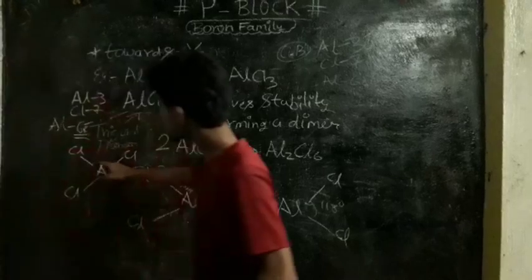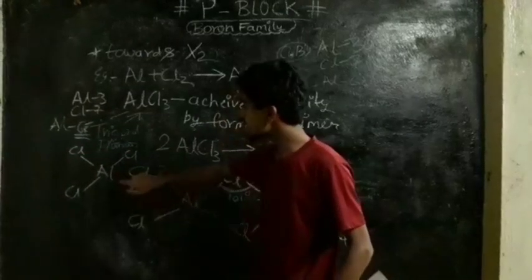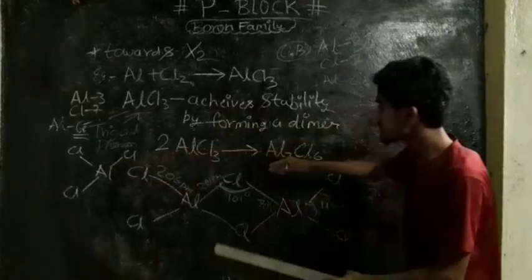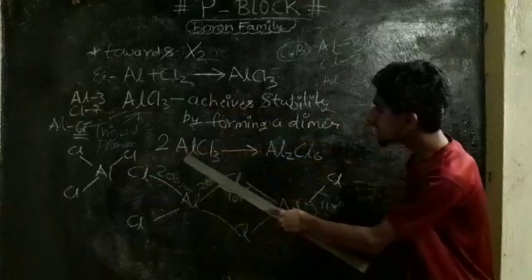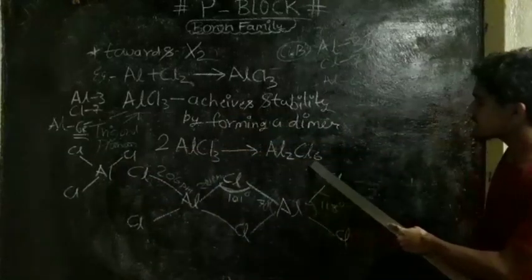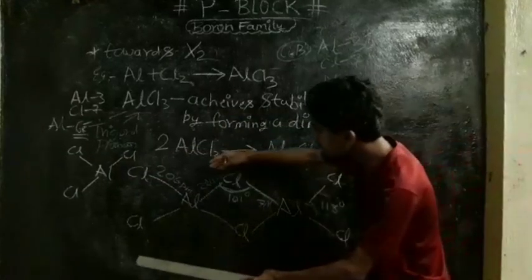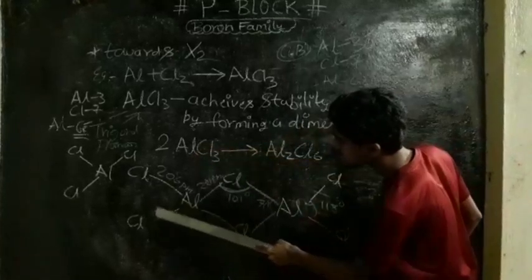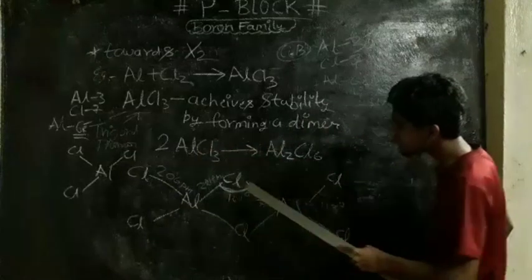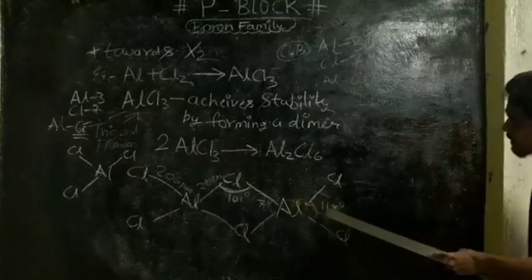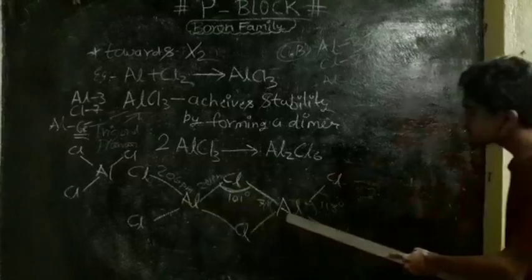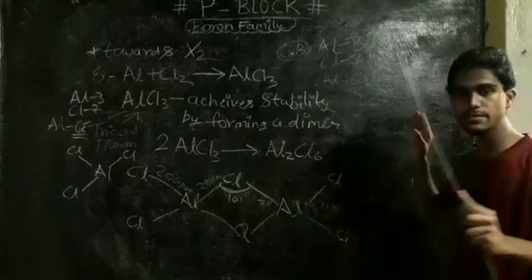Three chlorine atoms are bonded by covalent bonds, but it is not stable. So to achieve this stability, it will form a dimer. 2AlCl3 will form Al2Cl6. By forming a dimer, it is stable. This aluminium has 3 covalently bonded chlorine, and this aluminium will also have 3. But by forming a dimer, this aluminium will have 4, and this aluminium will also have 4. So they will be stable.